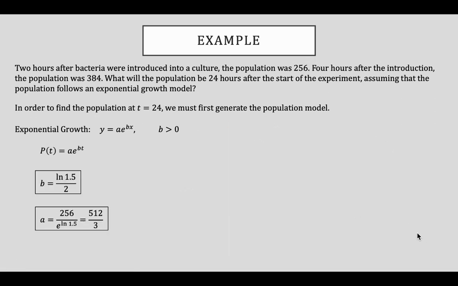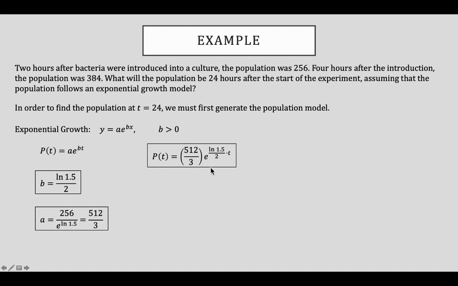Okay, so now that we have our constant b and our constant a, we can plug those back into our formula to get our model. All right, our model is p of t is equal to 512 over 3 e to the natural log of 1.5 over 2 times t. Again, that's a e to the b times t. All right, and now all we have to do is plug in 24 for t to find our population.